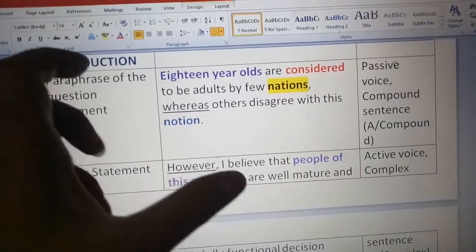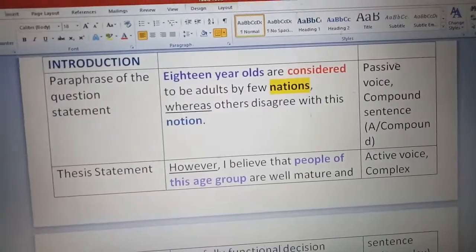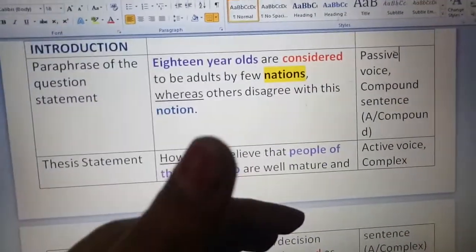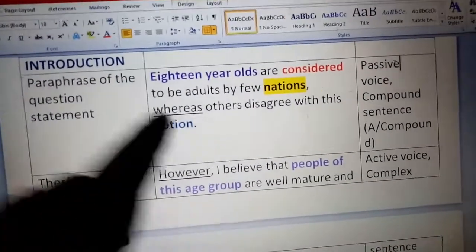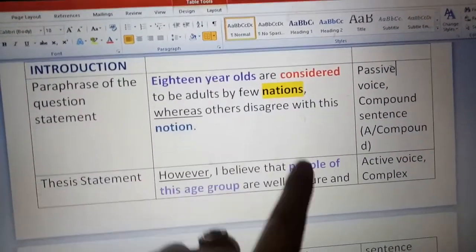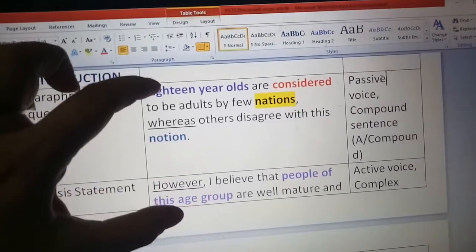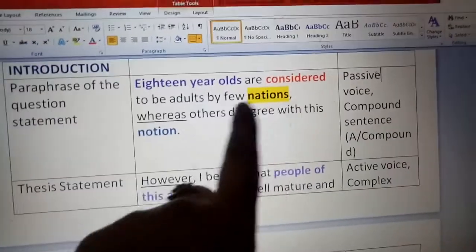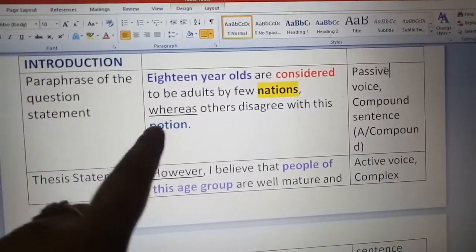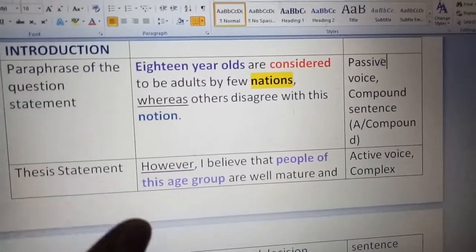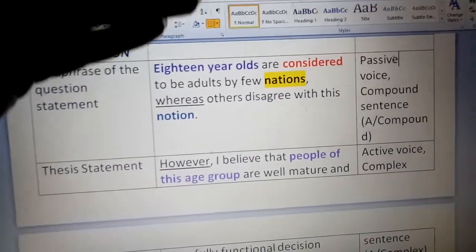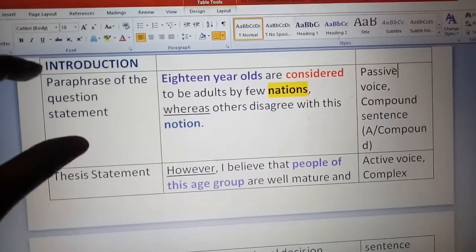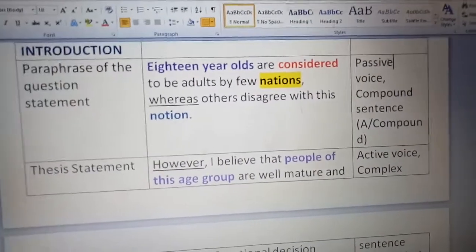So what I have done here is I have colored the words which are to be repeated again and again, so that I can tell you where you should use synonyms and where you can do some repetition. 18-year-olds, I have colored them purple. So see, I have used people of this age group, I'm referring to these 18-year-olds only. Consider is colored red. Nations I've highlighted yellow. Notion is an idea, a view, I have colored blue. So this way you'll be able to know what repetition I'm doing or what synonyms I'm using. So I assume that the paraphrase is understood here.